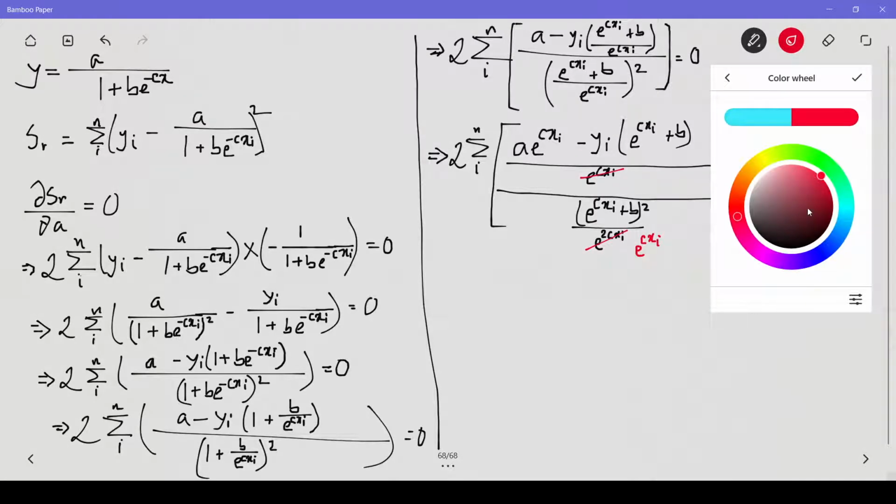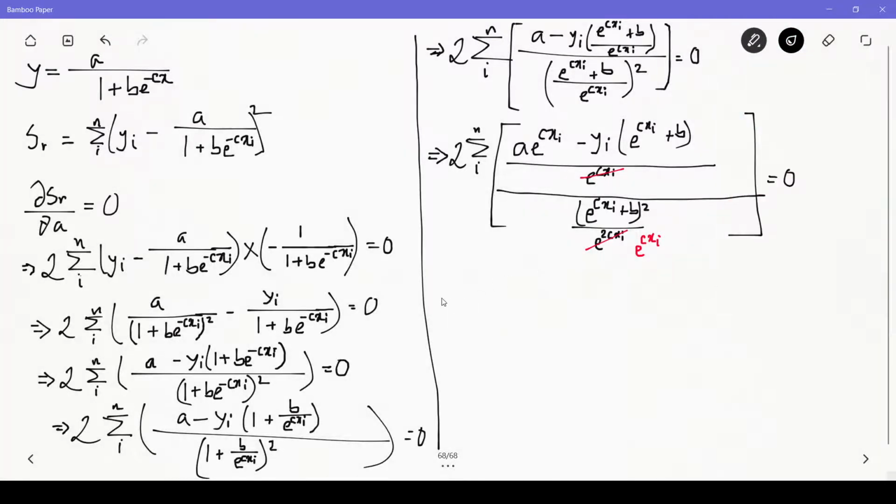So now that we have this, our life becomes pretty simple. So what we can do is we can take this e to the power cxi and take it to the top, right? You can flip it around. So we can get something like 2 times summation of i from 1 to n.